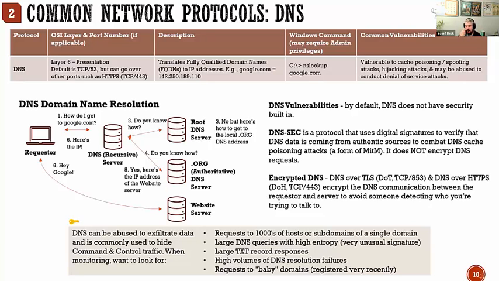So there are a couple things we can do to help mitigate. One is DNSSEC. It is a protocol that uses digital signatures to verify that the DNS data that you're getting is coming from an authentic source. So that helps mitigate cache poisoning attacks. But it does not encrypt the DNS request in and of itself. So anybody that can sniff the wire and see your request go by can still see which domain you're trying to go to. You can encrypt it, and there are pros and cons to doing this.